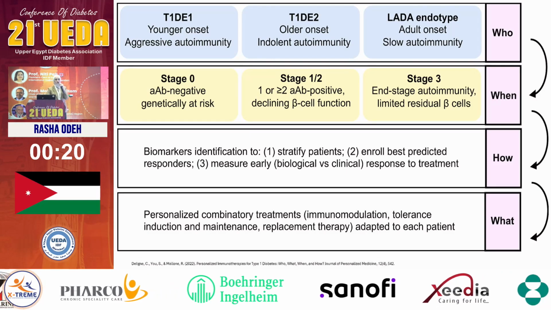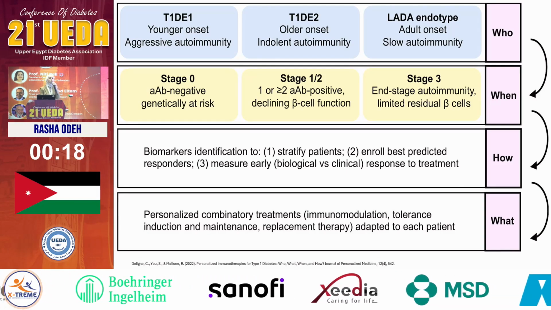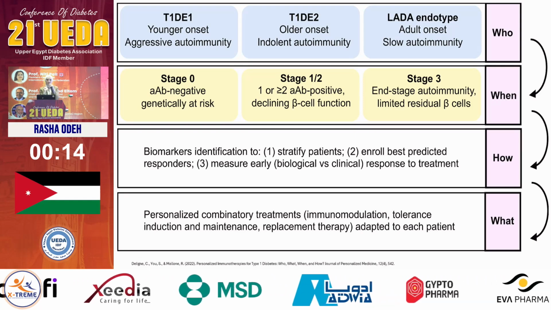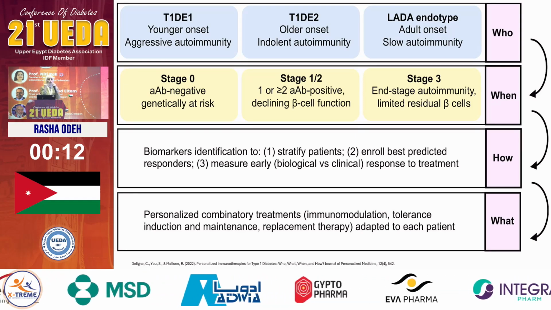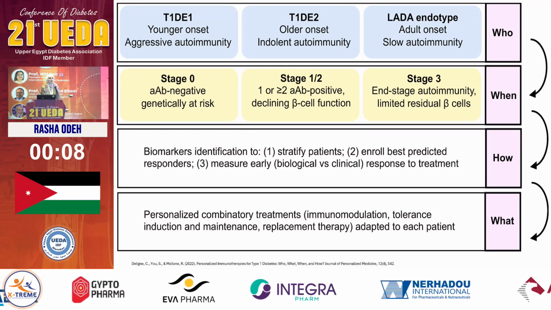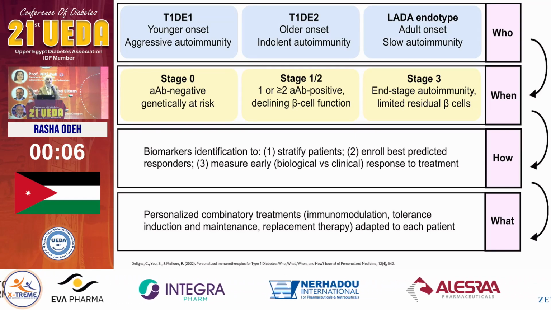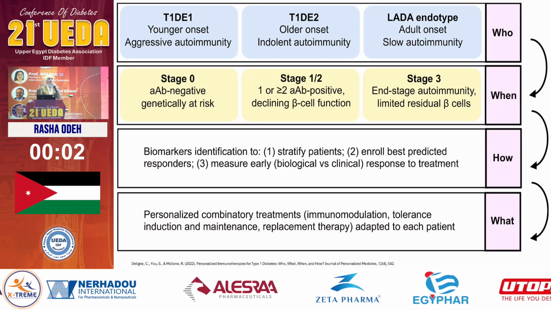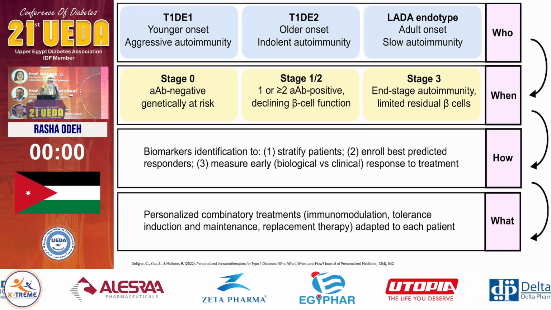So what do we have to do now? We have first to look at what kind of phenotype our patient is, then at what stage of presentation did we catch this patient. Can I stratify this patient and enroll these patients into predicted responder trials? And then can I measure the biomarkers? And finally, can I use a certain medication that is appropriate for this patient?